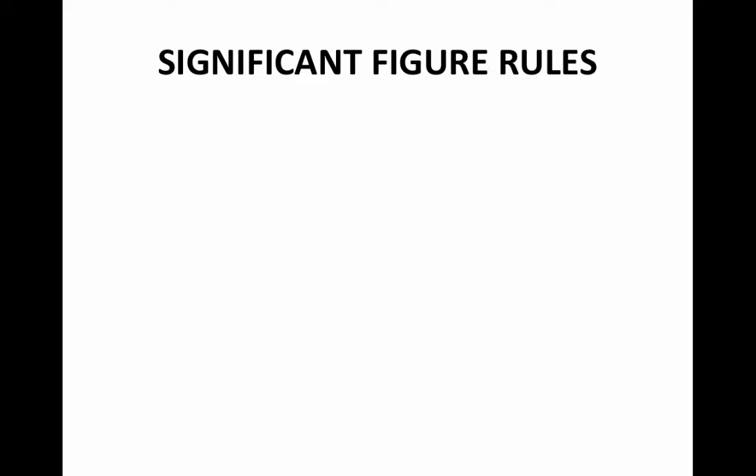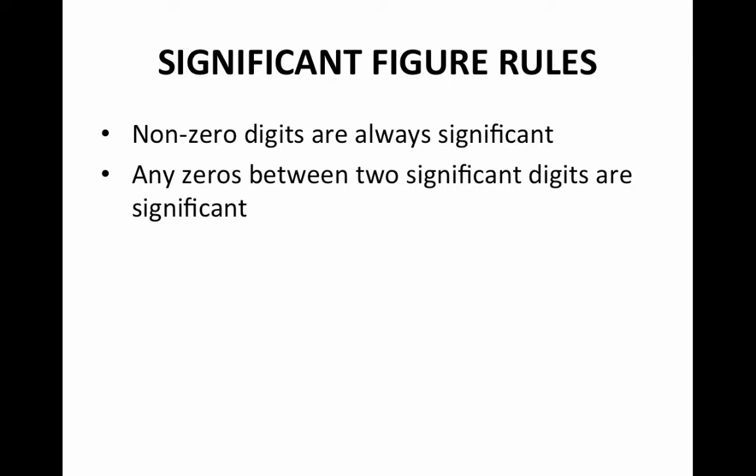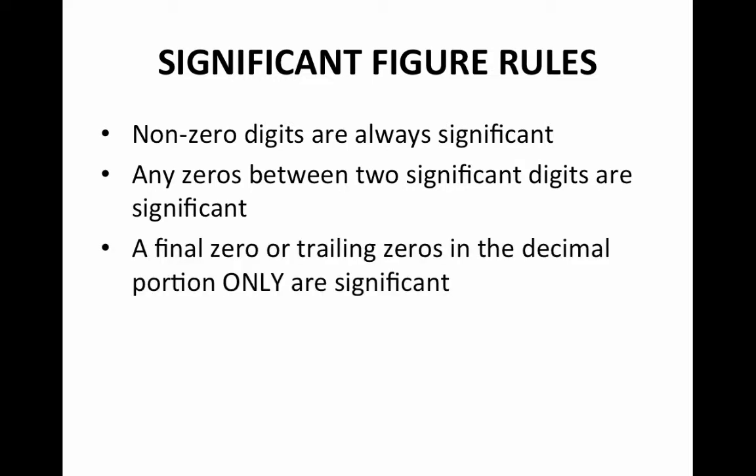So here are some rules for using significant figures. First rule is non-zero digits are always significant. Second rule is any zeros between 2 significant digits are significant. And last rule, a final 0 or trailing zeros in the decimal portion only are significant.